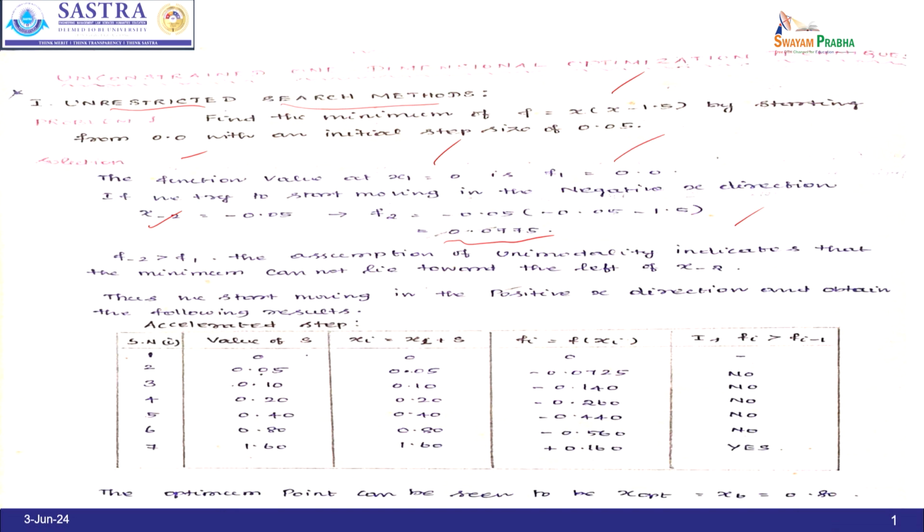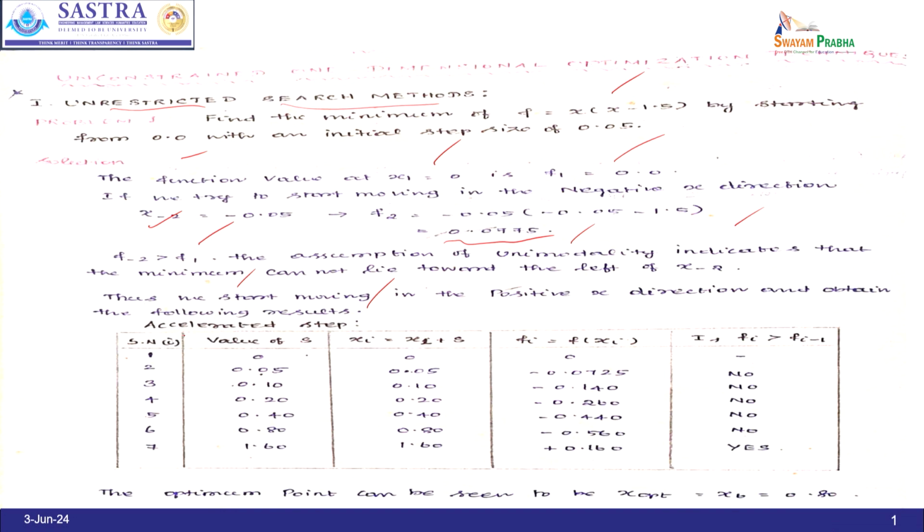f2 = -0.05 into (-0.05 - 1.5). Simplifying, minus into minus is plus, and the net value is 0.0775. Comparing f1 and f_{-2}, f_{-2} is greater than f1. Therefore, the assumption of unimodality indicates that the minimum cannot lie towards the left of x_{-2}. Thus, we start moving in the positive x direction and obtain the following results, and accelerate.